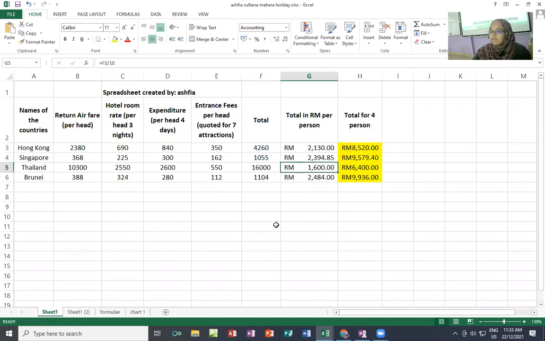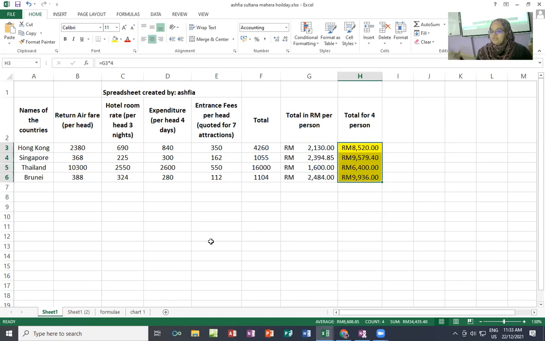So the formulas are all given to you already. What you have to do, times whatever that you have to times per night, times whatever that you have to times per day, total up in its own currency. These are the total for one person. Then change it to currency, and then you times by 4. So this is the answer.